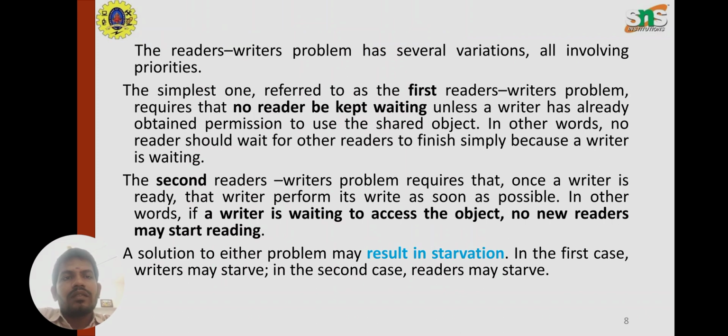The readers-writers problem has several variants, all involving priorities. The simplest one is referred to as the first readers-writers problem, which requires that no reader be kept waiting unless a writer has already obtained permission to use the shared object. In other words, no reader should wait for other readers to finish simply because a writer is waiting. The second readers-writers problem requires that once a writer is ready, that writer performs its write as soon as possible. In other words, if a writer is waiting to access the object, no new readers may start reading. A solution to either problem may result in starvation. In the first case, writers may starve; in the second case, readers may starve.